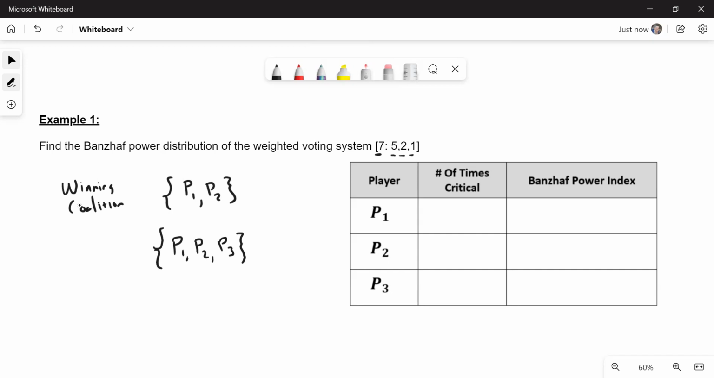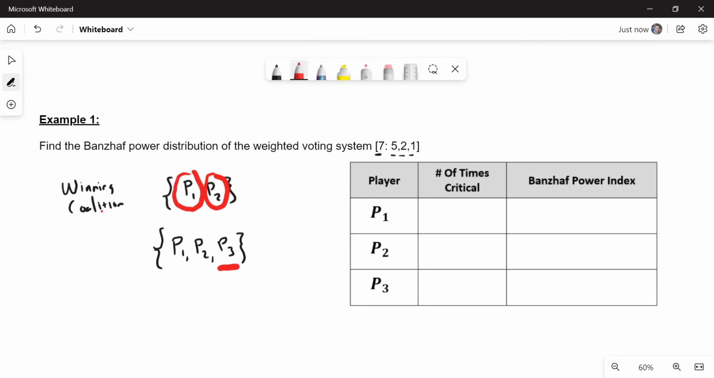The next step is to count or identify when somebody is critical. In the first coalition, both players are critical because if either one leaves, you won't have enough to win. So player 1 and player 2 are critical. In the grand coalition, however, player 3 is not critical. They're not critical because if their 1 vote leaves, players 1 and 2 still have enough.